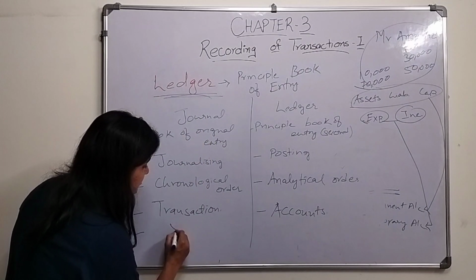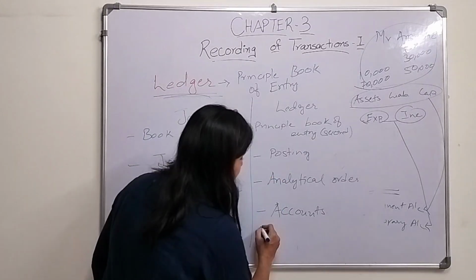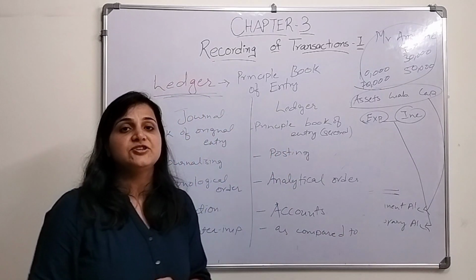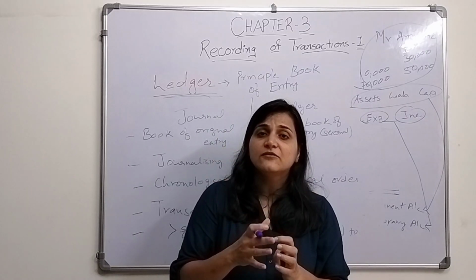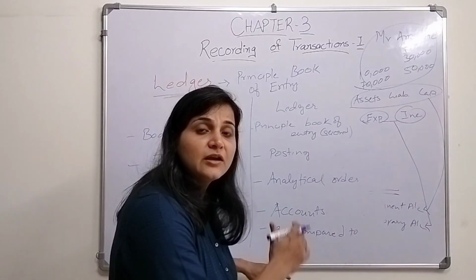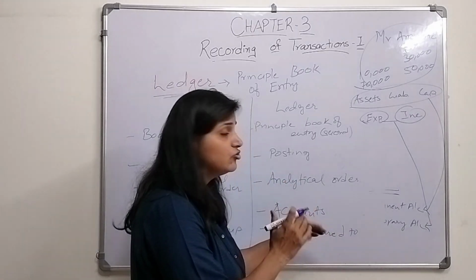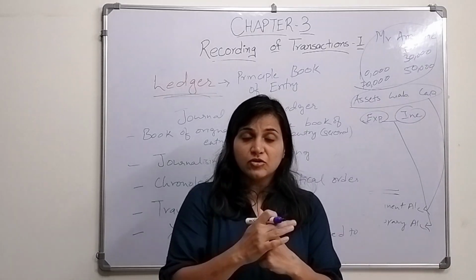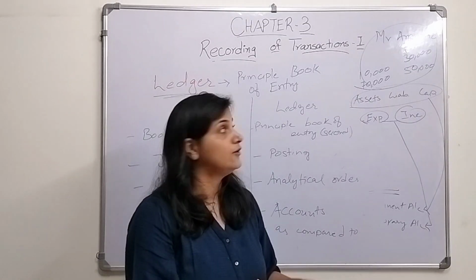The journal is of greater importance as compared to the ledger. Why? Because when we record the transaction in the journal, it is based on certain evidence, on the source document. On the basis of the source document, we record the transaction in the journal, whereas we post in the ledger on the basis of the journal. This is just posting. So the journal is of greater importance as compared to the ledger.